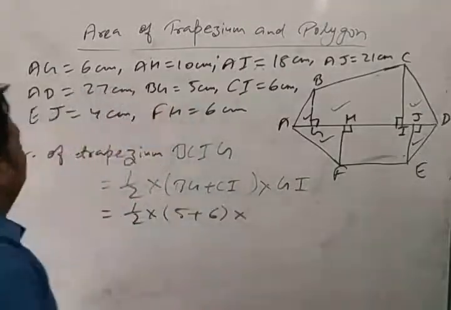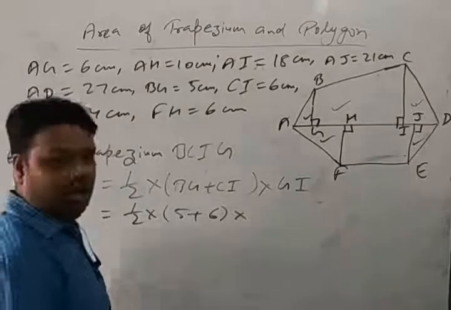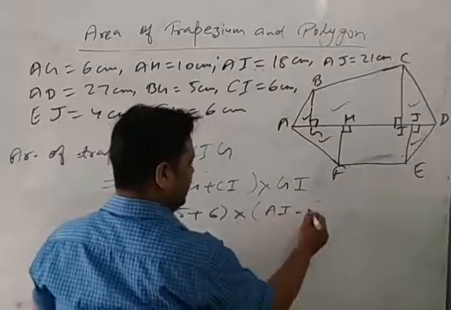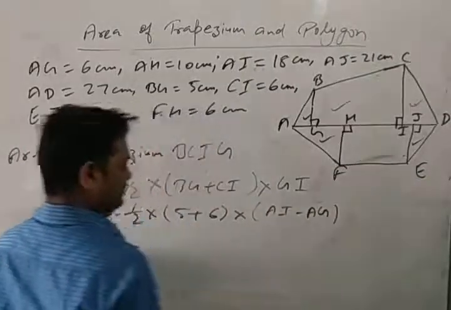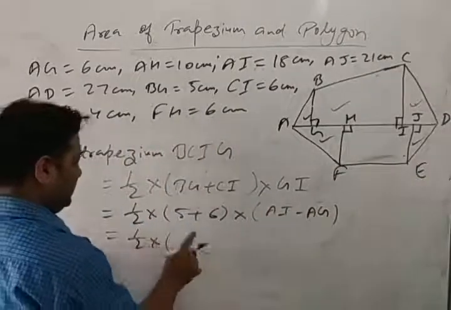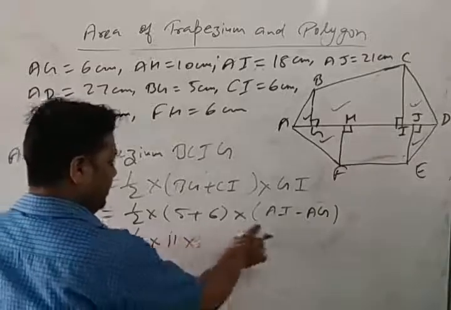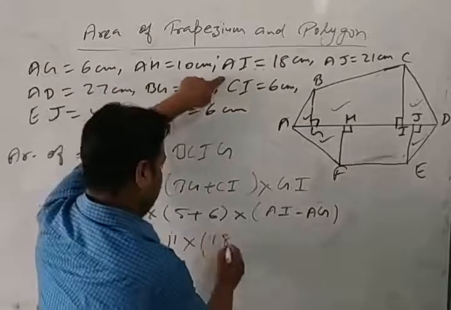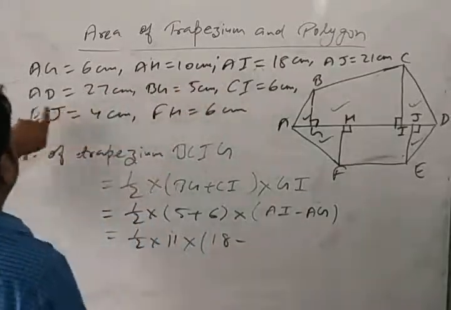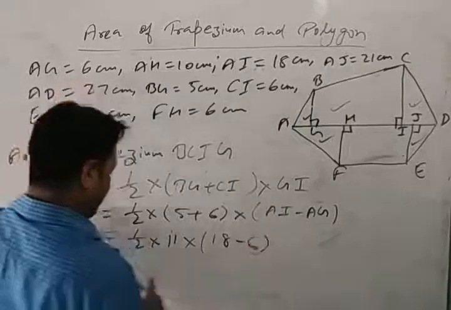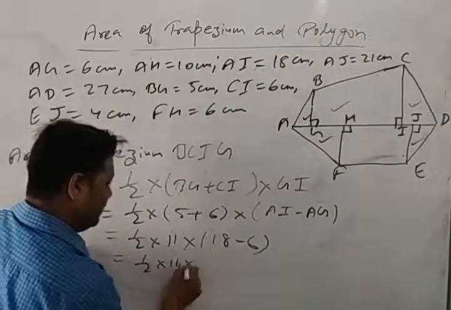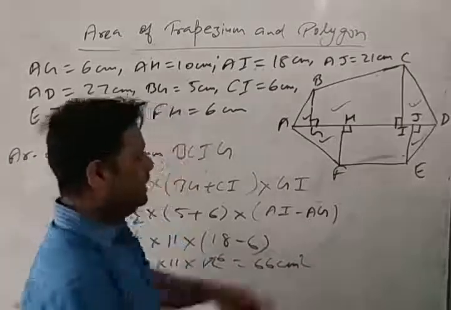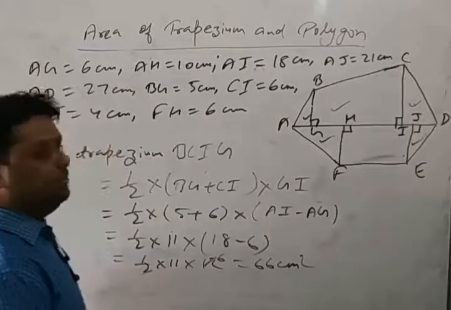GI given? No, GI value is not given. Then how can we find it? We can write GI as AI minus AG. Then it will be 11. And value of AI is given, AI, yes, 18, and AG, yes, 6. So 1 by 2 into 11 into 12. So you will get 66 centimeters square as the area of trapezium BCIG.